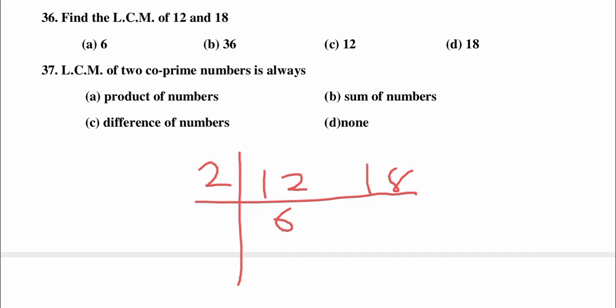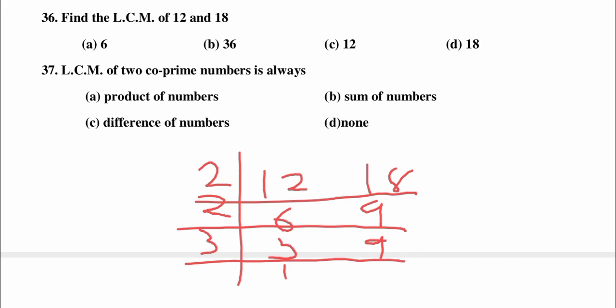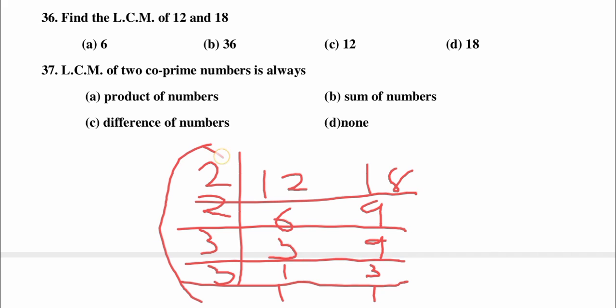2 6s are 12 and 2 9s are 18. 2 3s are 6, 9 as it is. 3 1s are 3, 3 3s are 9. Again 3 1s are 3. Now we multiply these prime factors. 2 2s are 4, 4 3s are 12, 12 3s are 36. So the LCM of 12 and 18 is 36.